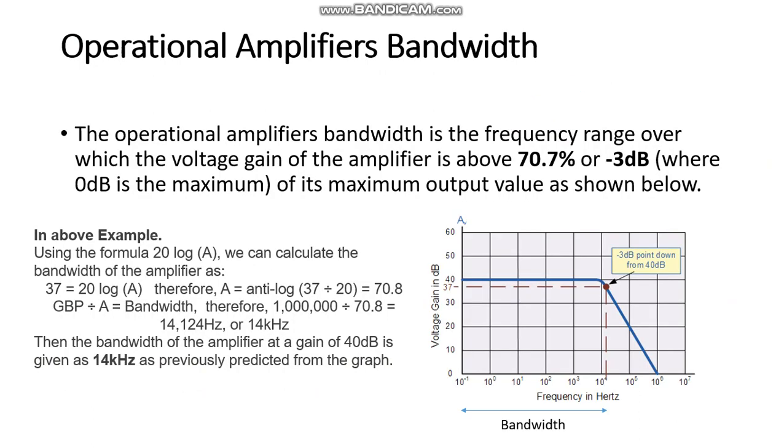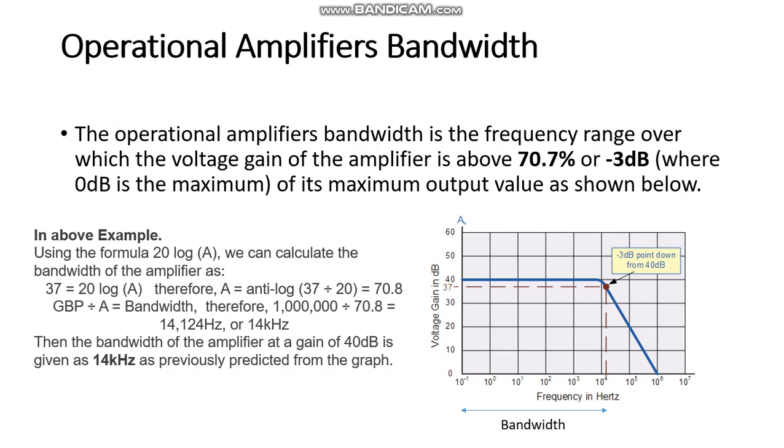Operational amplifier bandwidth. So we will say that is the bandwidth. Minus 3 dB point down from 40 dB. So this is 40 dB. We have to reduce minus 3 dB. 40 minus 3 is 37 dB. So if you project onto this, you will get a frequency here. So operational amplifier bandwidth is the frequency range over which the voltage gain of the amplifier is above 70.7% of the minus 3 dB frequency.